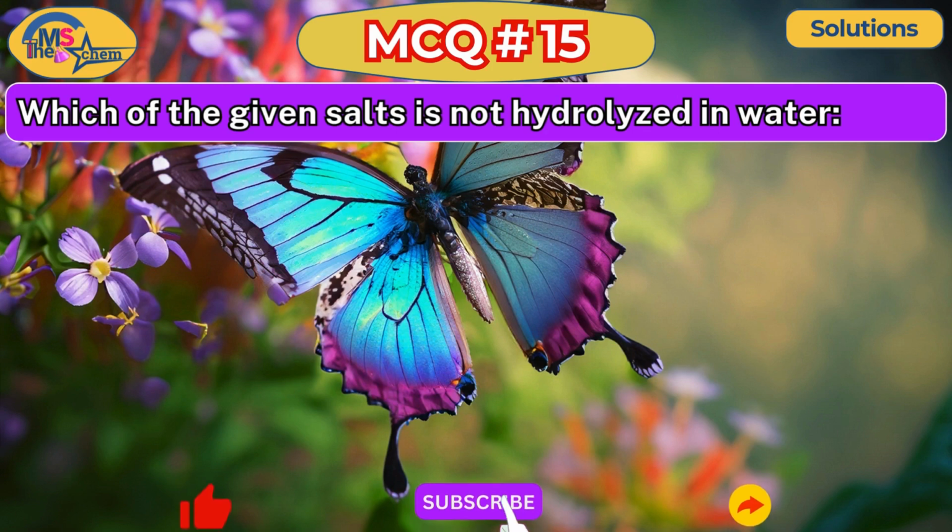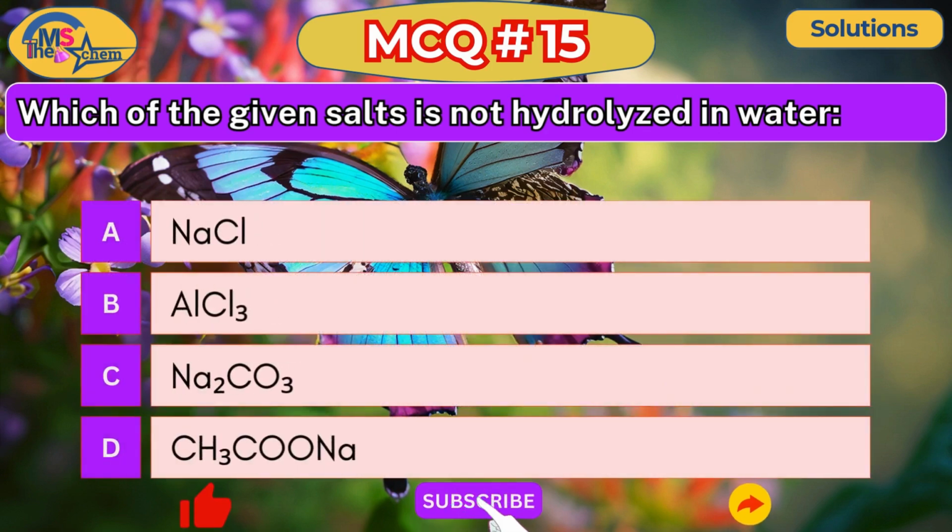And now question 15 is, which of the given salts is not hydrolyzed in water? Here are the four options given. Option A is NaCl, option B AlCl3, option C Na2CO3 and option D CH3COONa. The true answer to this question is option A NaCl.